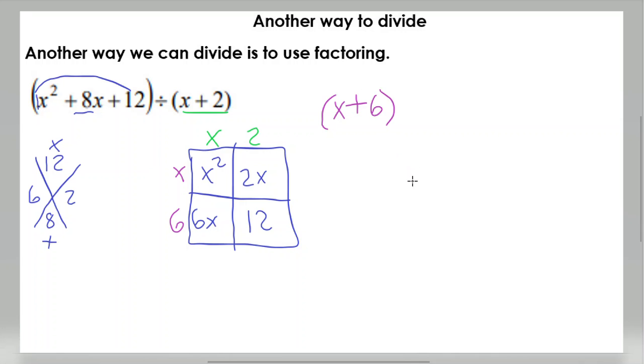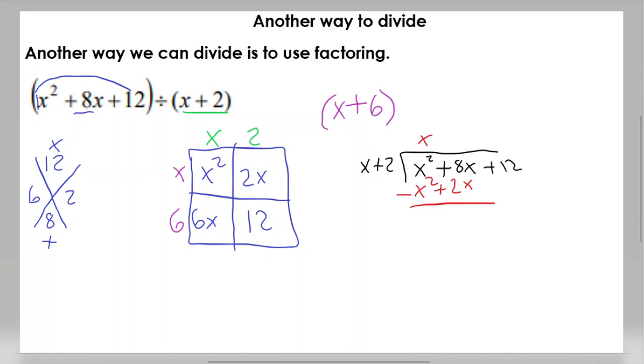Alright, to show you that it could work either way, here's the old school long division way. So long division bar, I put what I'm dividing underneath. I'm putting what I'm dividing by on the side. I say, what times x gives me x squared? Well, that would be x. X times x is x squared. And then I have to do x times 2. X times 2 is 2x.